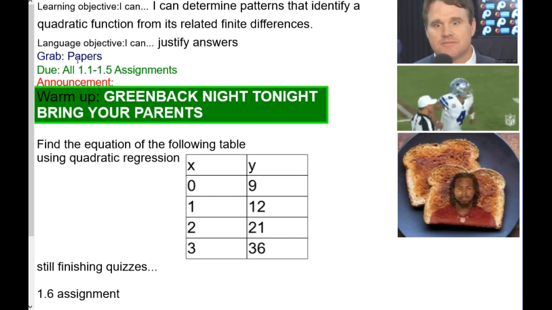Y'all know what tonight is? Greenback night. Bring your parents so they can experience the joy of Mr. G's classroom, right?